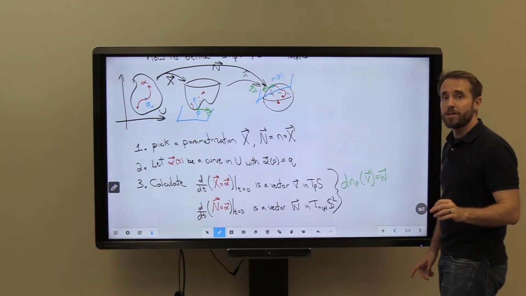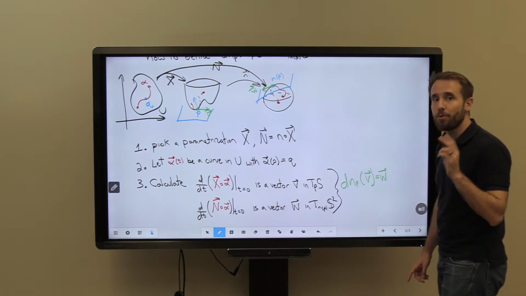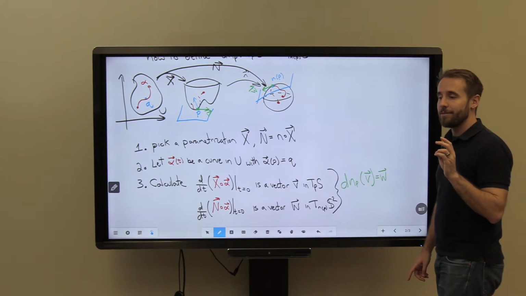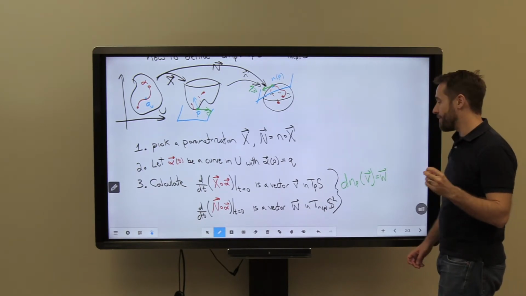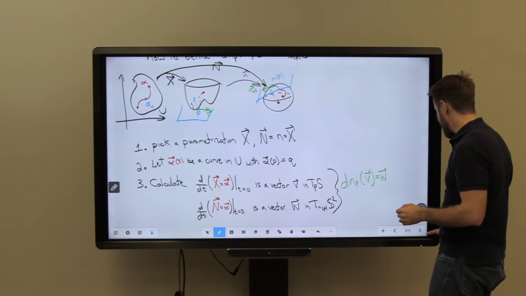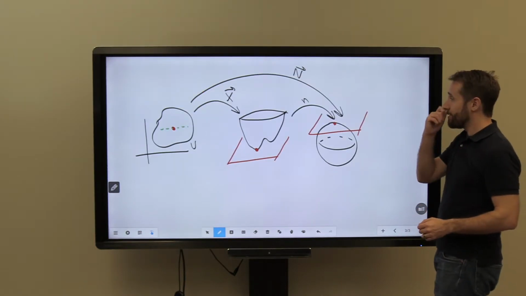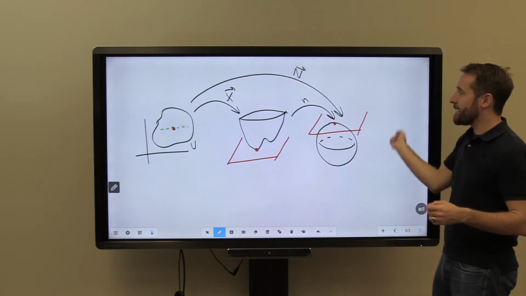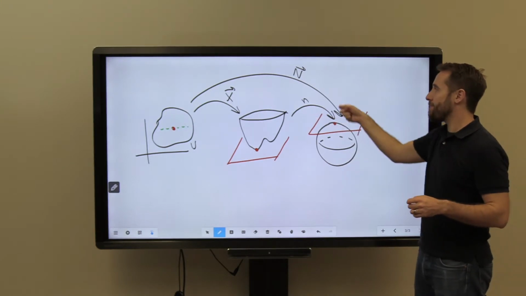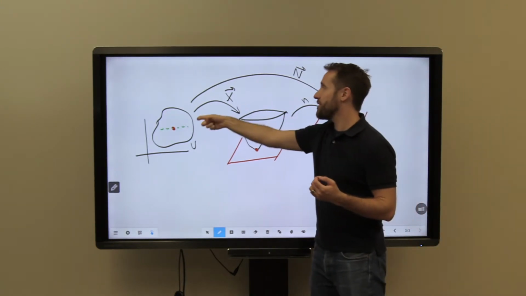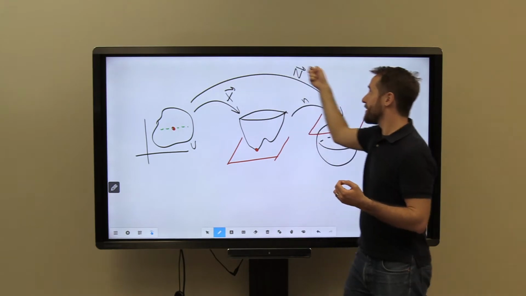I want to conclude this video by looking at two important images of two important vectors under this differential map. So specifically, I have my setup here. I have my Gauss map n. I've picked a parameterization x. I've got the corresponding n.